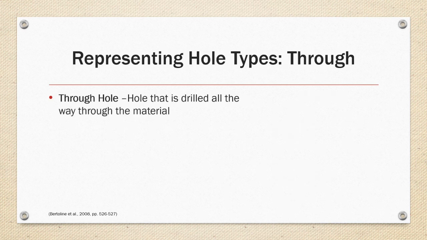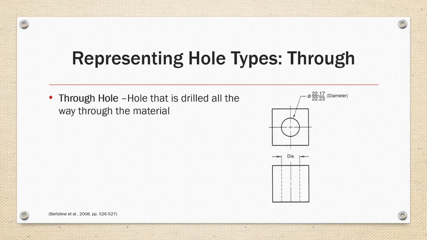The second hole type is the through hole. The through hole goes all the way through the material and exits on the opposite side. In views normal to the hole, the through hole will be shown as a circle and typically will have the diameter called out in the view. In profile view, the full diameter of the hole will be represented as hidden lines going through the part, as shown on the right.